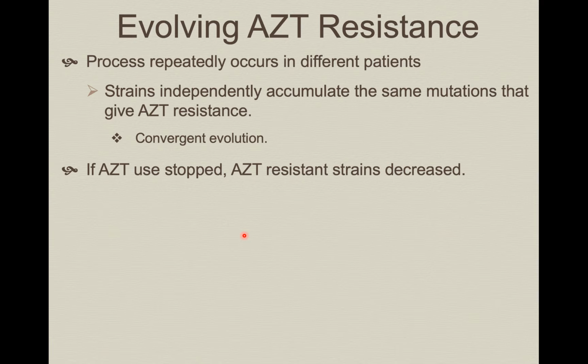It has been shown, though, that if you take a patient off of AZT, these AZT resistant strains decrease, which indicates that without that selection pressure, there is a cost to producing the polymerases that are pickier, so that when that selection pressure is reduced, we see the evolution again of viral strains that are less resistant.